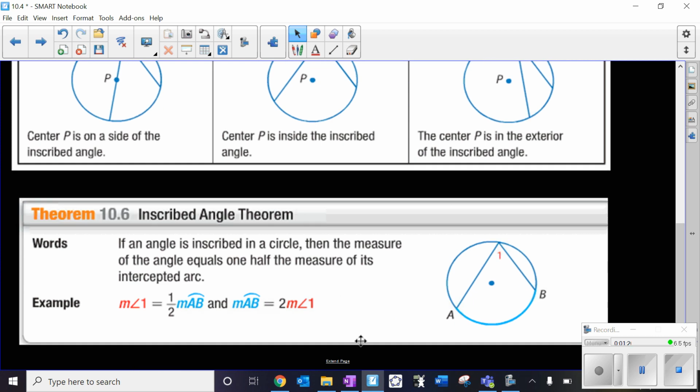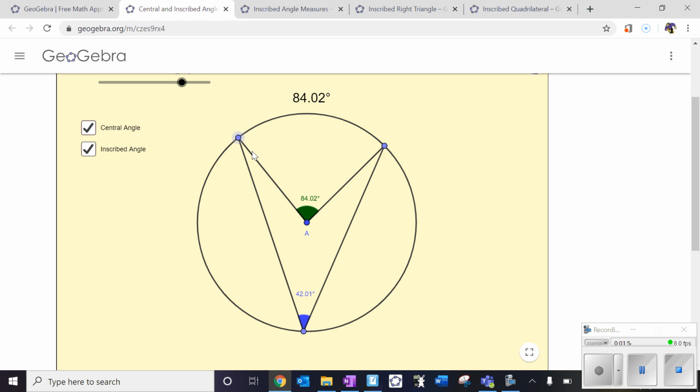And if I come down here, that relationship is this inscribed angle, angle 1, is half of this arc. Remember, this arc would be the same as its central angle. So arc AB in here, if I go backwards, would be double my inscribed angle.